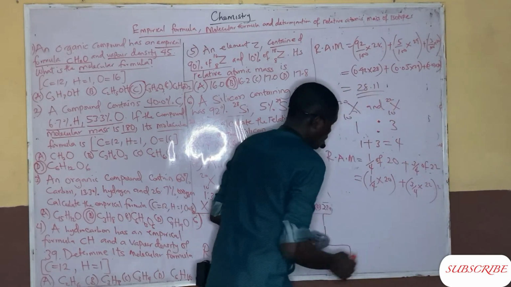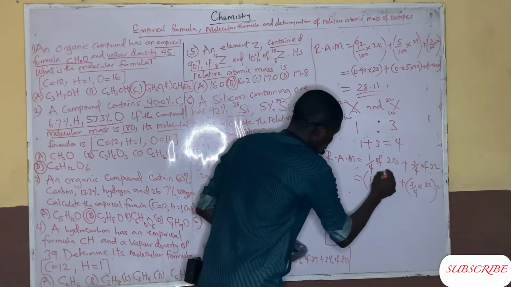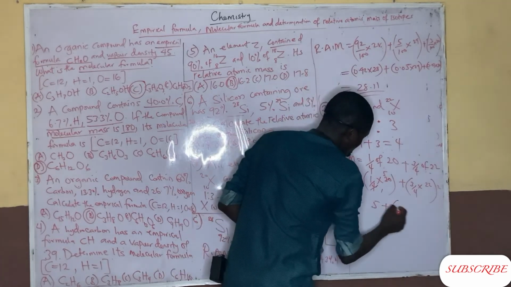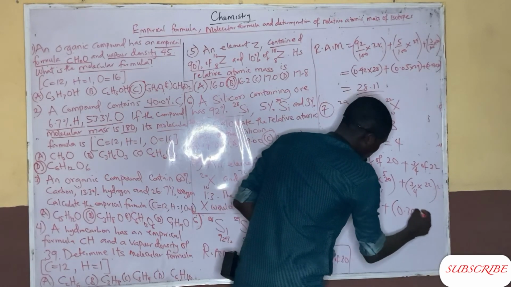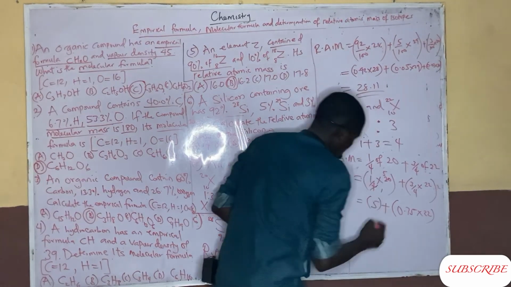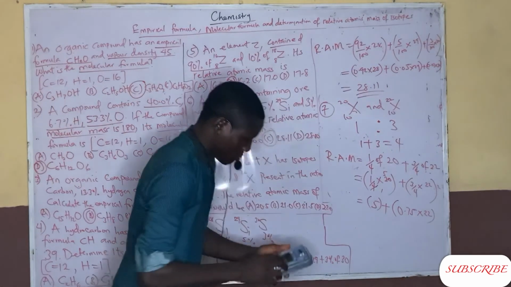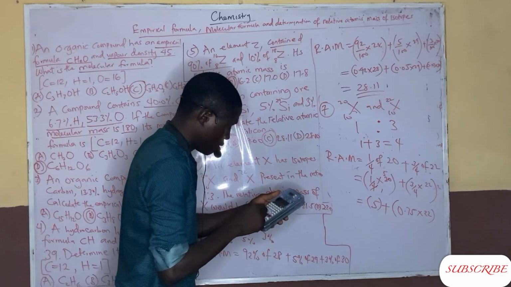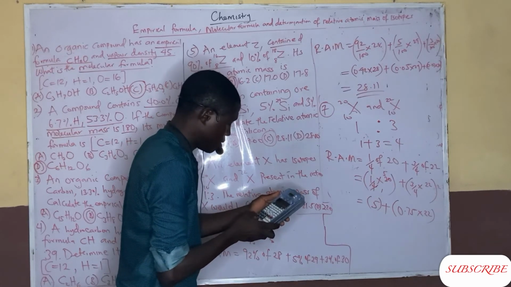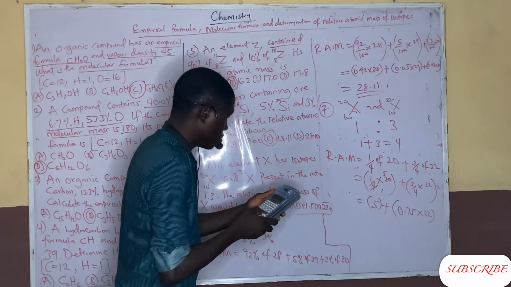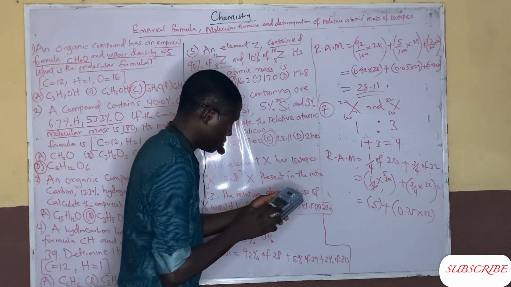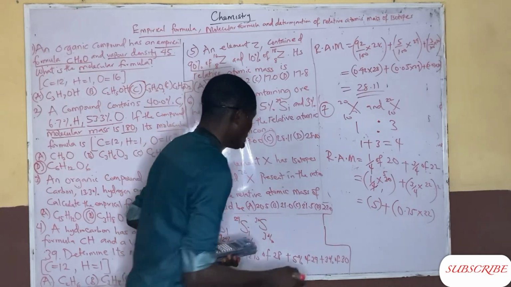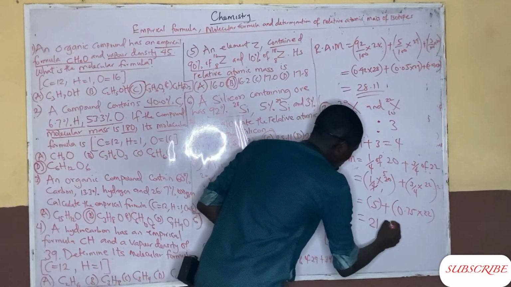So now what do you have? This one will give you 5. Now 5 plus, this one will give you 0.75 multiplied by 22. So to save our time, 5 plus bracket 0.75 multiplied by 22 bracket close. We have 21.5. So this is 21.5.